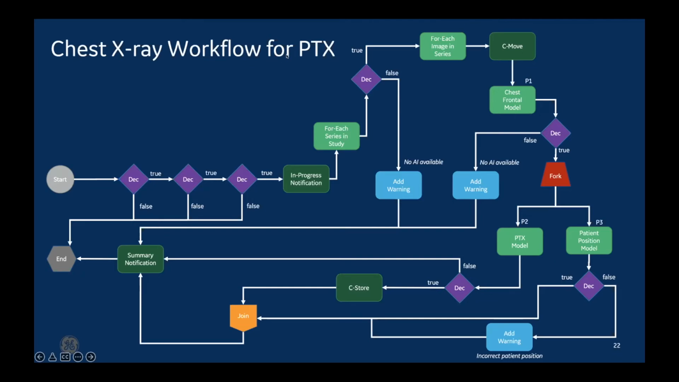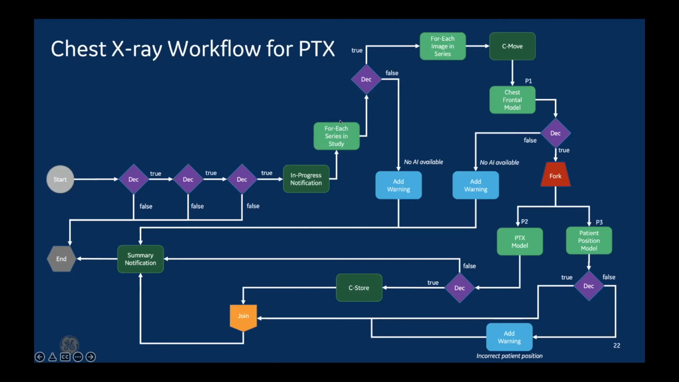For each image in that series, you do a C move. Again, all those dark green ones here in the slide are HTTP tasks. The C move fetches the image from the archiver. If you remember from the previous slide, we have the PACS. So we fetch this from the archiver, and then we run the first model, which is the chest frontal. Here we are just asking, is this image the frontal side of the chest? If yes, then I continue my flow. If not, I cannot run the AI because it does not make any sense.